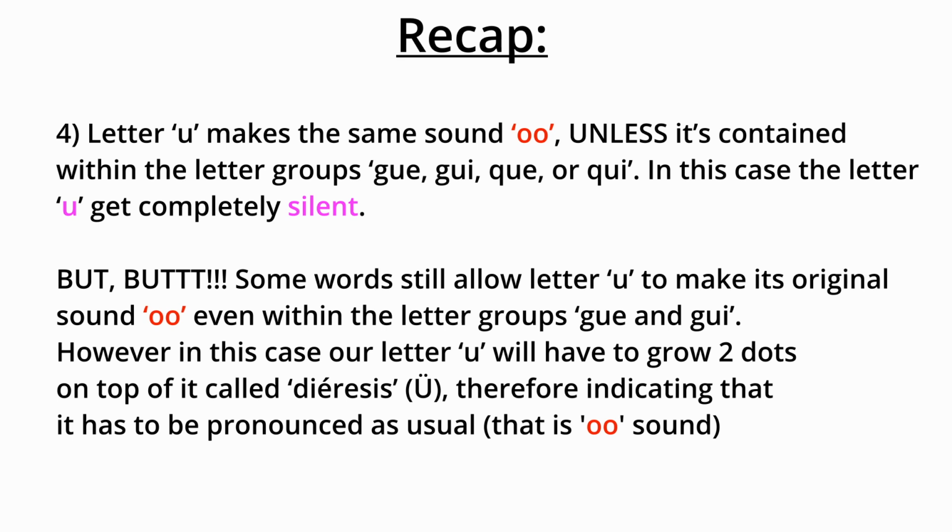But, some words still allow letter U to make its original sound U, even within the letter groups ge and gi. However, in this case, our letter U will have to grow 2 dots on top of it, called diaresis, therefore indicating that it has to be pronounced as usual.